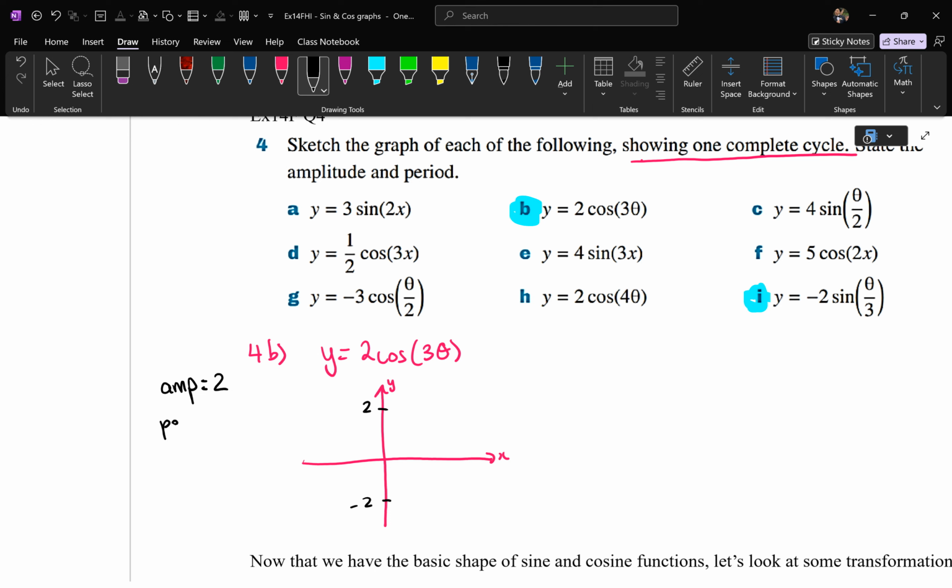Next one. Period. Period was given by the rule 2 pi on n. What is my n in this case? Can I please have Anthony? What's n? 3. So that means my period must equal 2 pi over 3. What does that mean? That means when you draw one cycle of this graph, it should take 2 pi on 3 in distance.